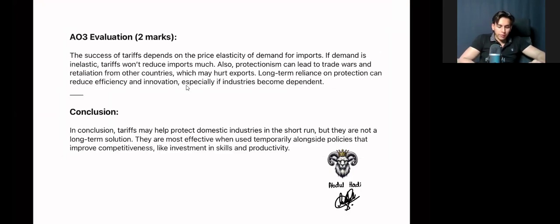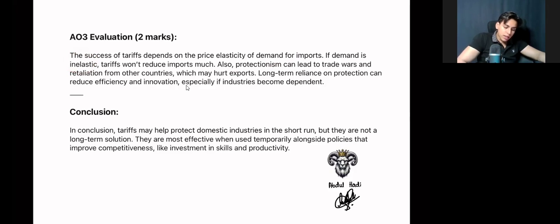The success of tariff depends on price elasticity of demand for imports. So the question asks whether tariff will be successful or not. It simply depends upon the PED of the good that you are importing. If demand is inelastic, tariff won't do you any good. They will not be that effective, but they can help you earn tax revenue.